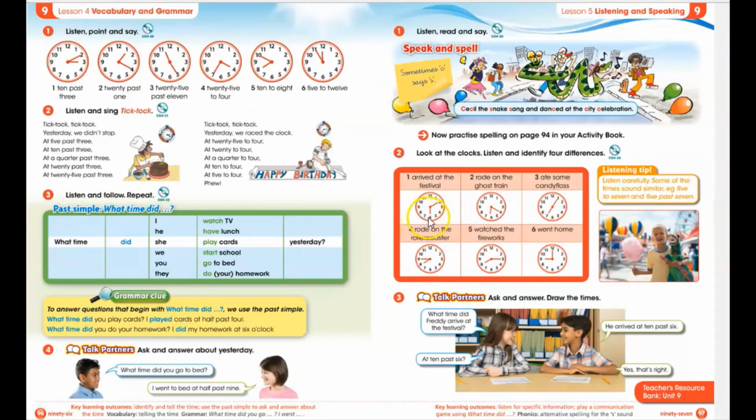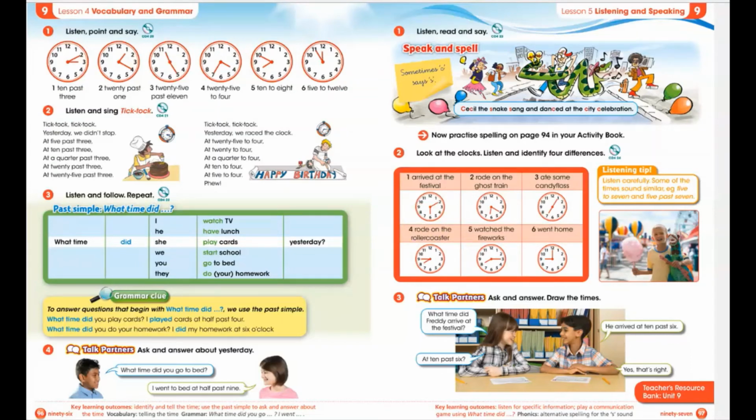So, arrived at the festival, number 1. What does this clock say? What I want you to do is pause this video and write number 1, 2, 3, 4, 5 and 6 in your book, and I want you to write it out like this: 10 past 3, 20 past 1, 25 to 11. I want you to write in words in your book what the time on this clock is. Pause the video now.